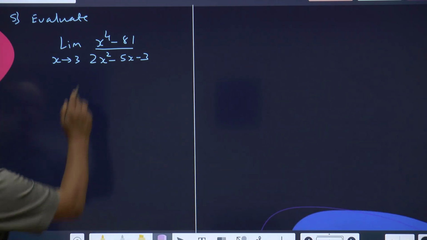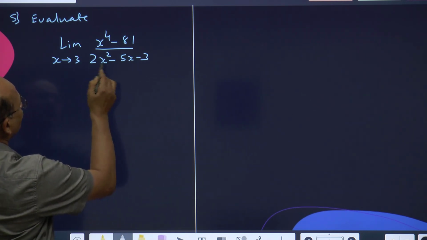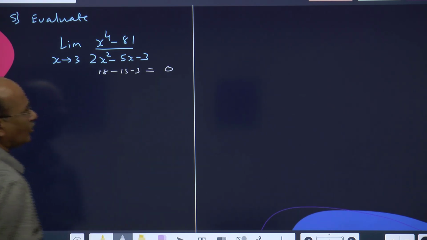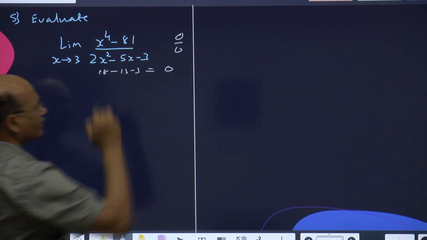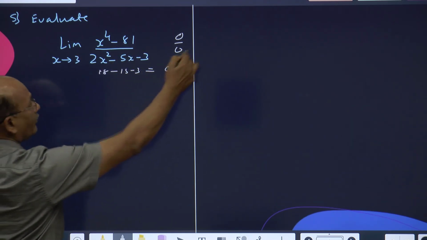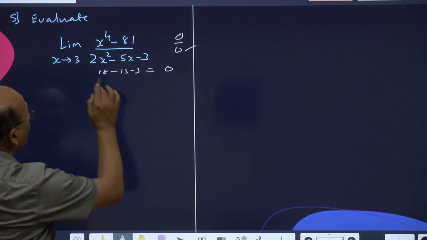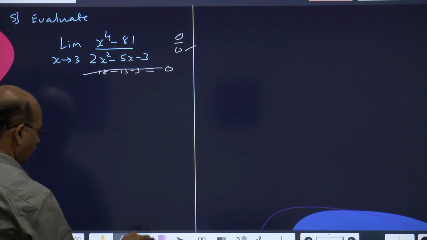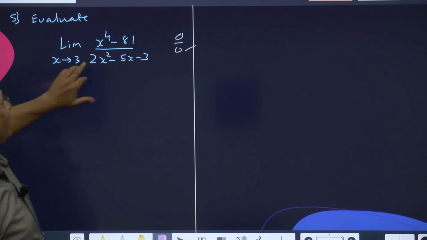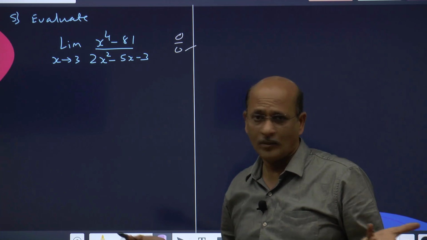So here 3 square is 9. So I'll just write this out so that 3 square is 9. So 2 nines are 18 minus 15 minus 3. Oh great, this becomes 0. That means this becomes 0 upon 0 form. If I take x as 3, this will become 0, this will become 0. Denominator is 0, meaning it's an indeterminate form. That means I have to fall back on the technique. So what is the technique? The first technique is factorization. Yes, algebraic function, I can talk about factorization.